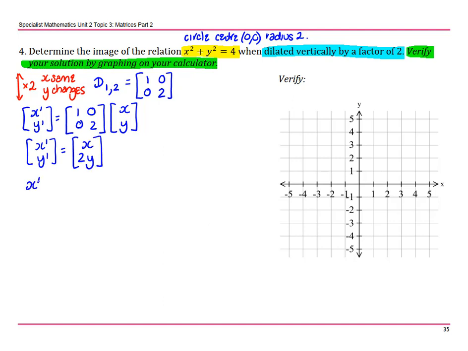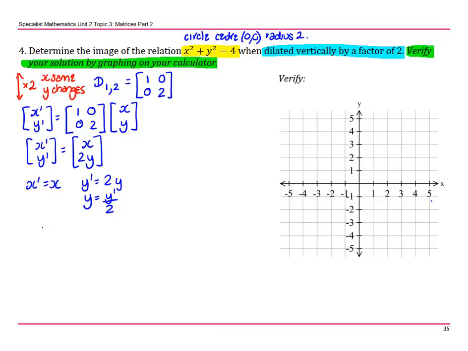So from there, we have the image of x is x. The image of y is 2 lots of y. Rearranging that, y is going to be the image of y divided by 2. I'll rewrite that so you can actually see that image.